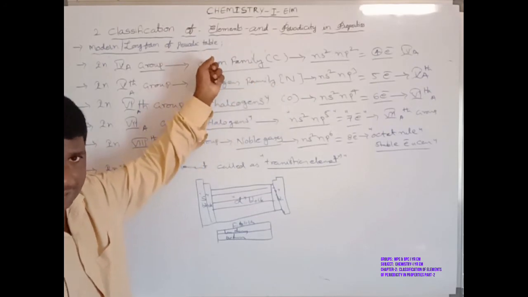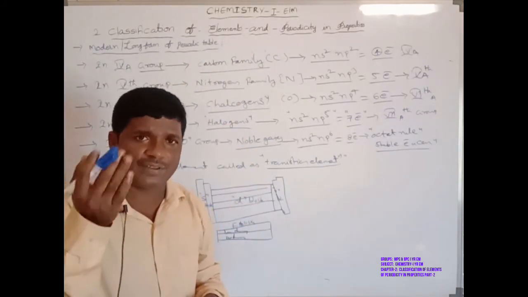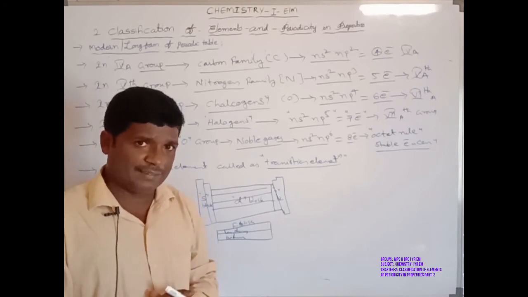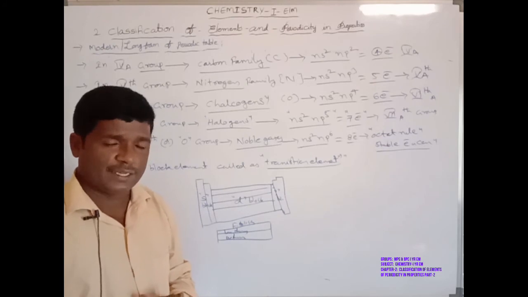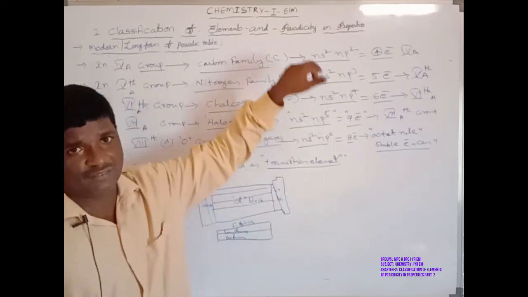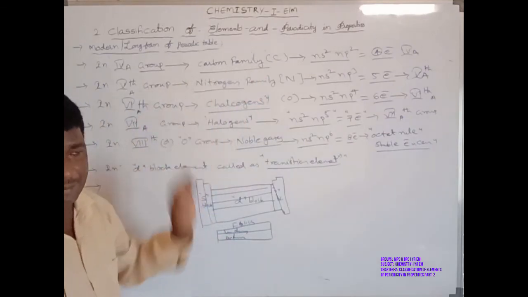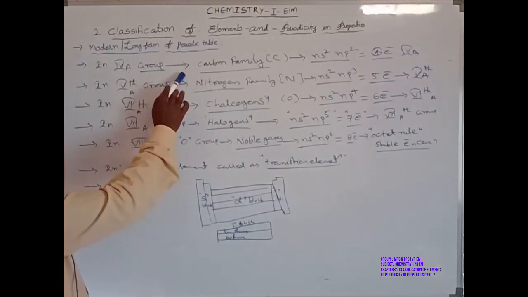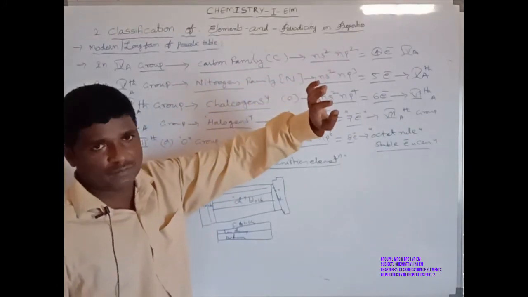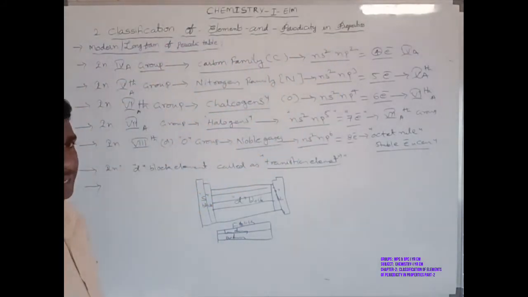That is the first period. The first A group elements are also called alkali metals, electron configuration ns1. Second A group elements are also called alkaline earth metals, electron configuration ns2. Third A is also known as the boron family, electron configuration ns2 np1. Fourth A group elements are also called the carbon family, electron configuration ns2 np2. The outermost shell consists of only 4 electrons, so it is called the fourth A group.